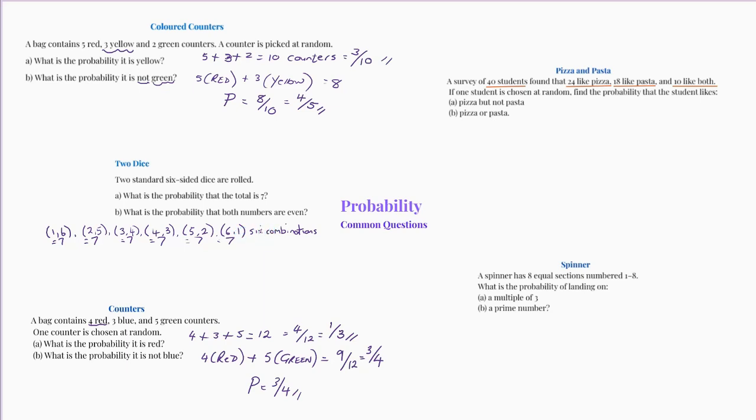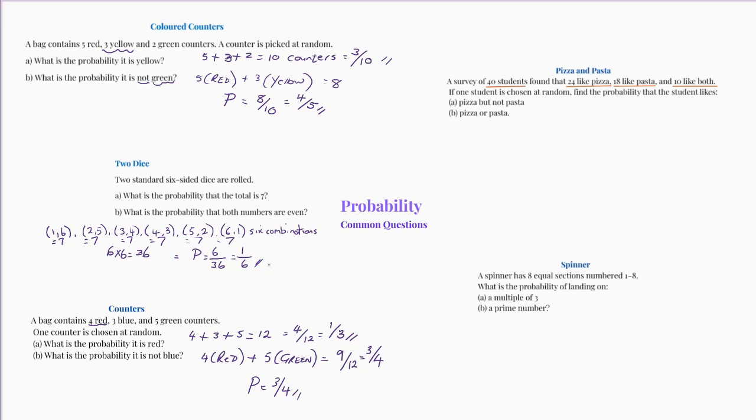So we've got 6 combinations. So what we're going to do is we're going to do the possible outcomes, which would be 6 times 6 equals 36. Now we've got to work out the probability. Now the probability is going to be 6 over 36, and simplified is 1 over 6. So the probability that the total is 7 is 1 over 6.